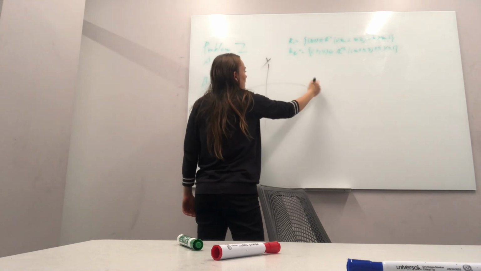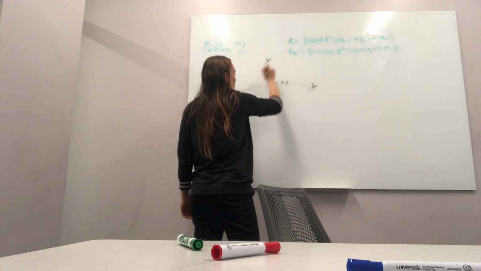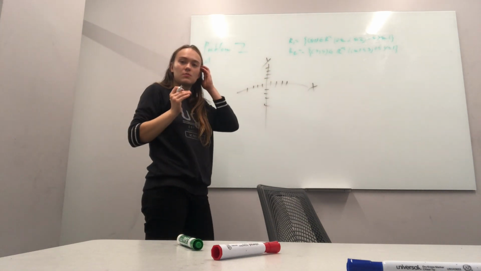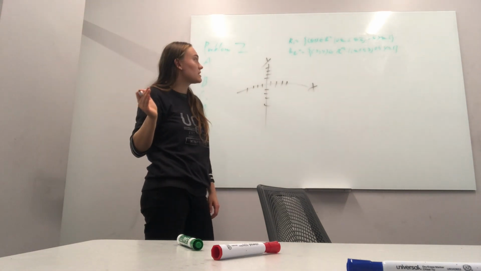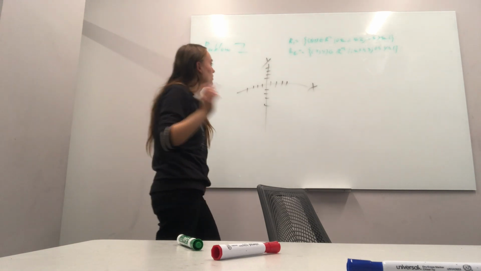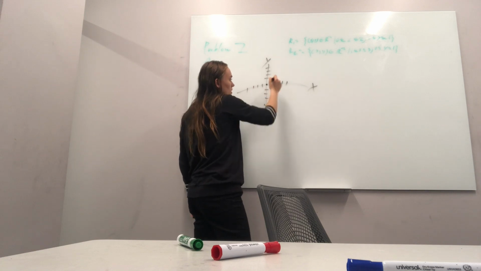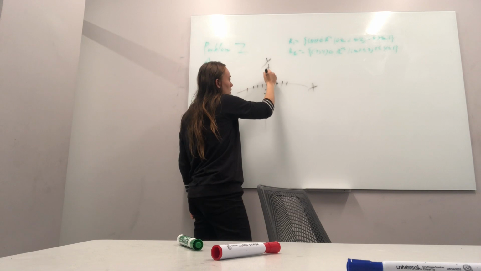Y, X. 1, 2, 3, 4. Alright, so the problem tells us that R1 is in between X is 0 and 2, and Y is between 0 and 1. So let's check out the X. X starts at 0 here, and then moves on to X equals 2 here. And Y starts at 0 as well and moves up to 1. So this would be what this region looks like.